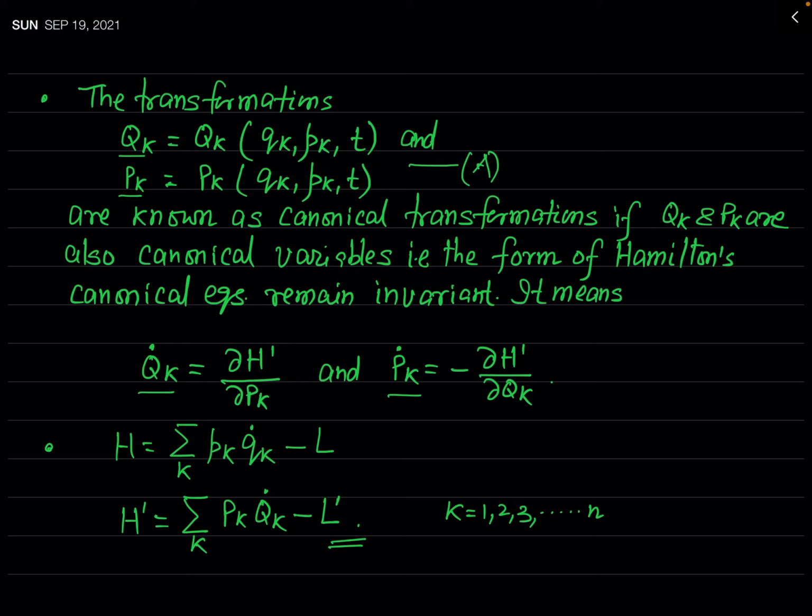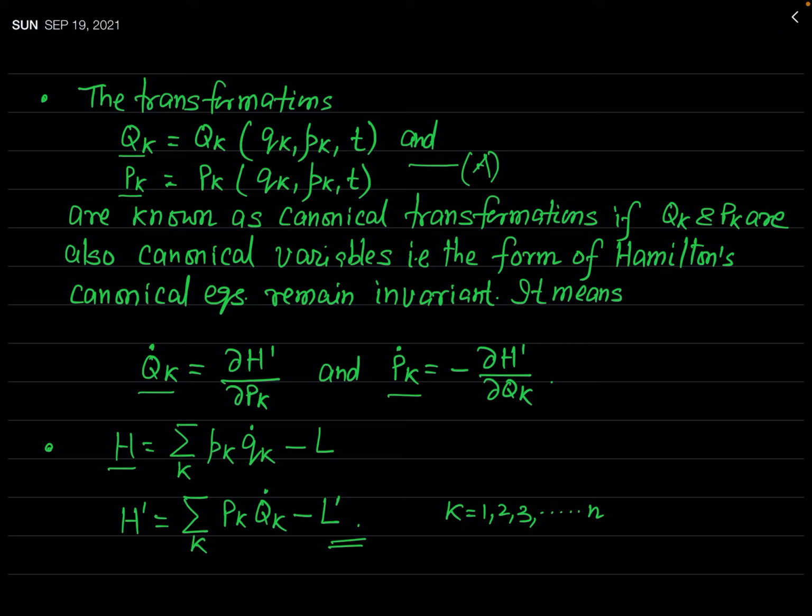Again, you know the definition of Hamiltonian. In the old coordinate system, you define the Hamiltonian like this: H equal to summation over K of pk qk dot minus L. Similarly, in the new coordinate system, the Hamiltonian H prime will be equal to summation over K of capital PK capital QK dot minus L prime. Here, in fact, this K runs from 1 to n, that is K equal to 1, 2, 3, 4 and so on, up to n. So these are the facts which we have already discussed in the previous lecture.